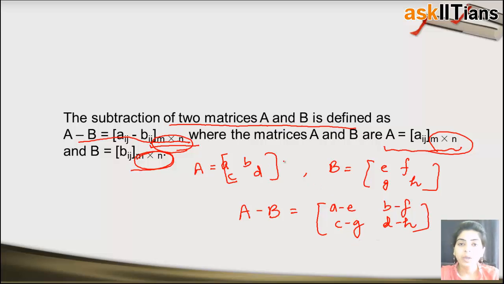So we just need to remember two things here: that the order of both the matrices must be the same, and secondly, we just need to perform the mathematical operation, subtract or add, on corresponding elements.